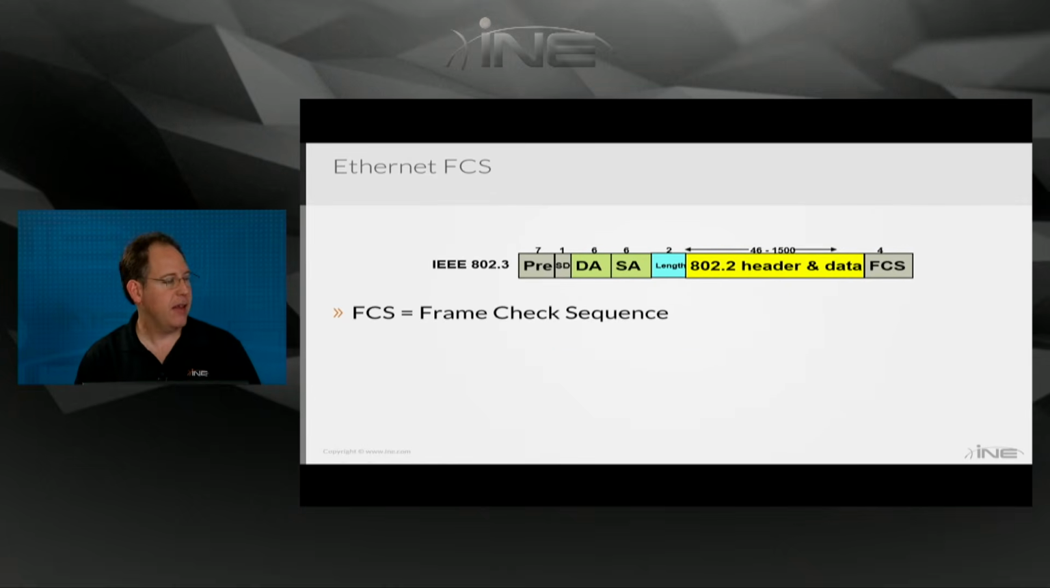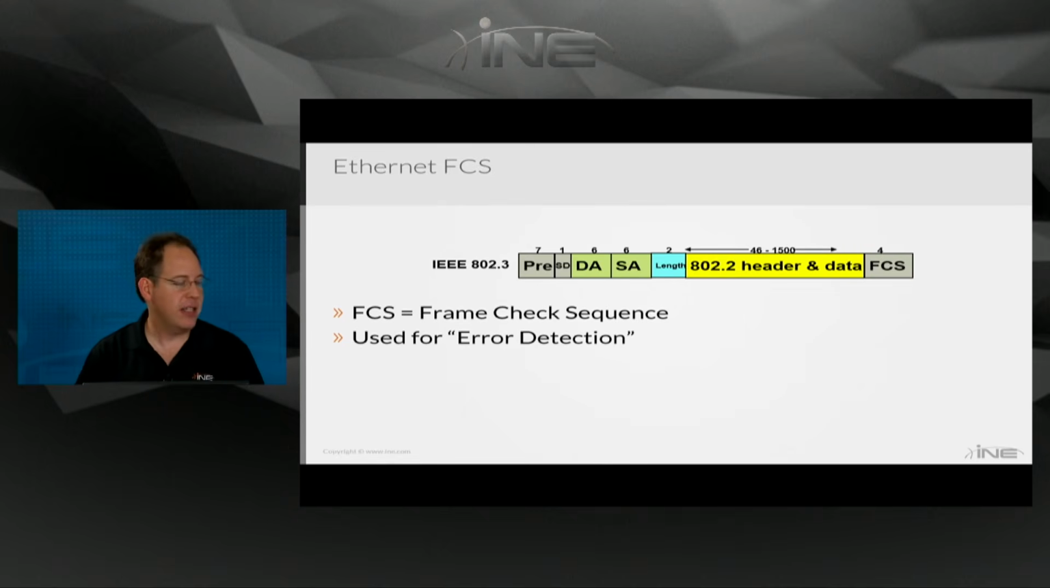And at the end, we have a trailer, which consists of our frame check sequence. So this is used for error detection, not error correction. So if you receive an Ethernet frame, by looking at the FCS field, you can tell if any of the bits in that frame have been modified or changed. But you can't tell which bits have been modified or changed. All you know is that the frame does not look the same as when the source sent it.